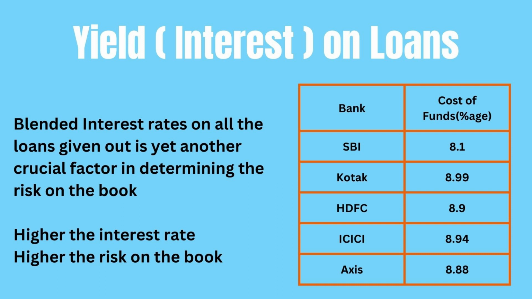As you can see on the screen, we have shown the blended yield of top banks, and you can see that the yields are very low. They give out loans on an average from 8.1% to 8.9%. So theoretically, these banks carry the lowest amount of risk on their books because the interest rates at which these banks are really lending are really very low.